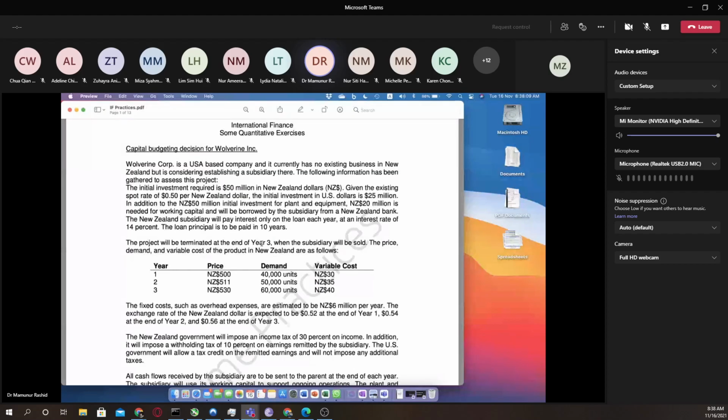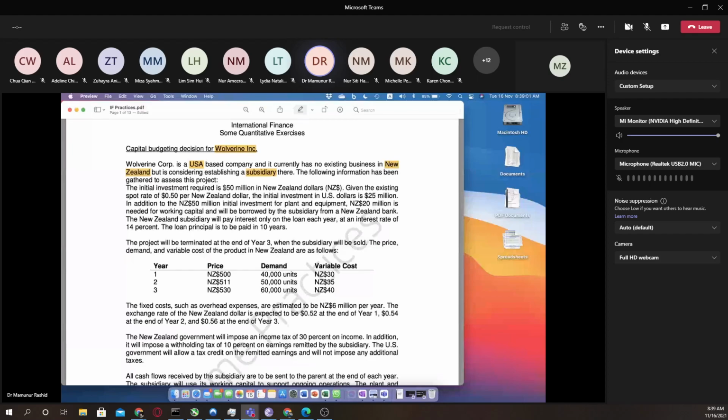The first example is a capital budgeting example on Wolverine Incorporation. It's an American company, a US-based company. It currently has no existing business in New Zealand, but is considering establishing a new subsidiary there. The following information has been gathered to assess this project. Based on this information, you have to prepare a capital budgeting project report.